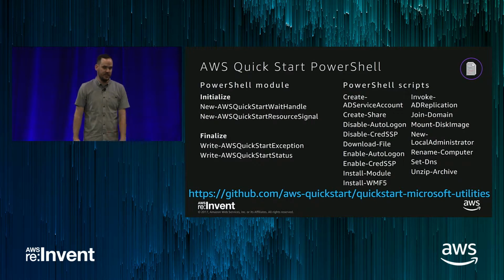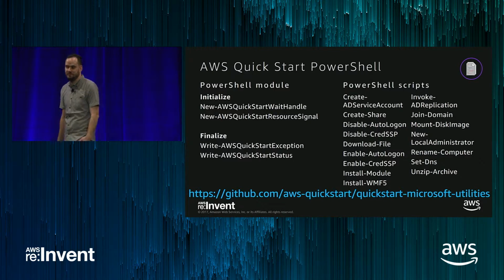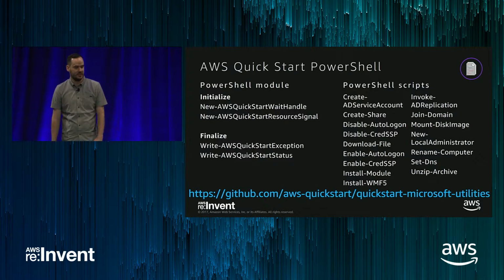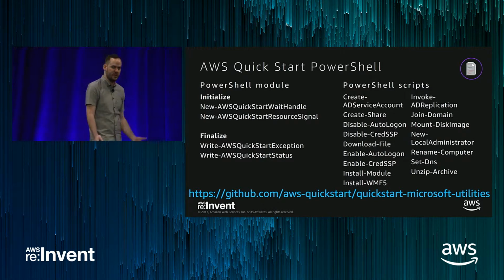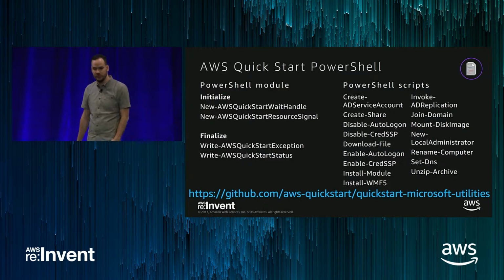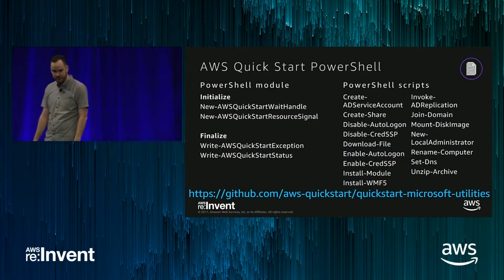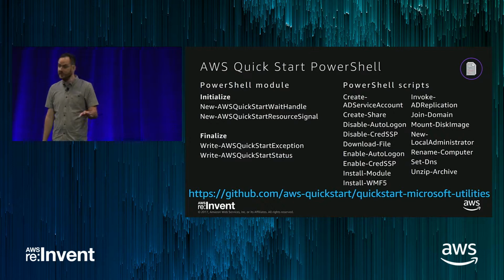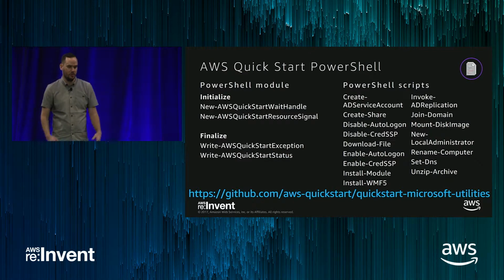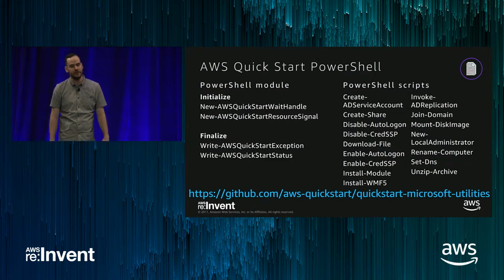On your right-hand side, you can see some of the scripts that we created. Common themes there: join domain. We see a lot of joining machines to the domain, renaming the computer, downloading a file, just common items. So you can see there on the screen, we have the URL. This is open source, all these different scripts and modules. And we also have some for Linux. They're just not as mature as the Windows ones at this point, but we're continuously adding more and more features to those.